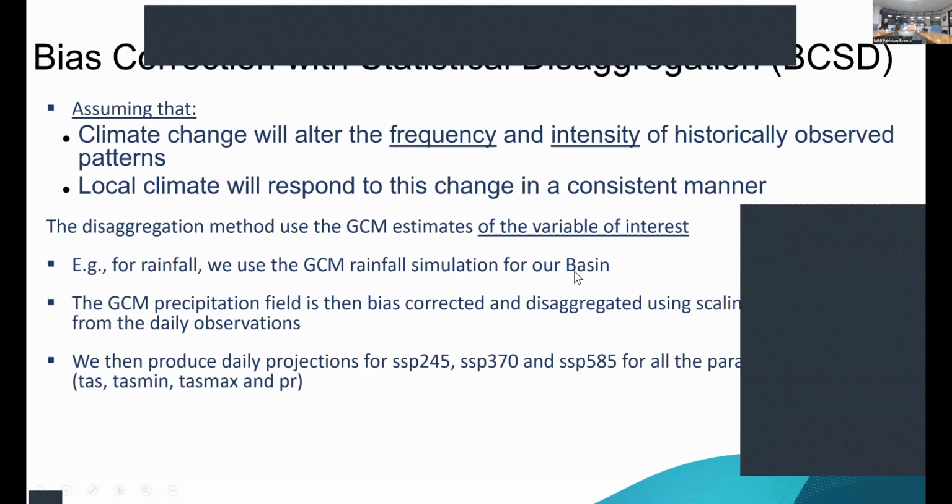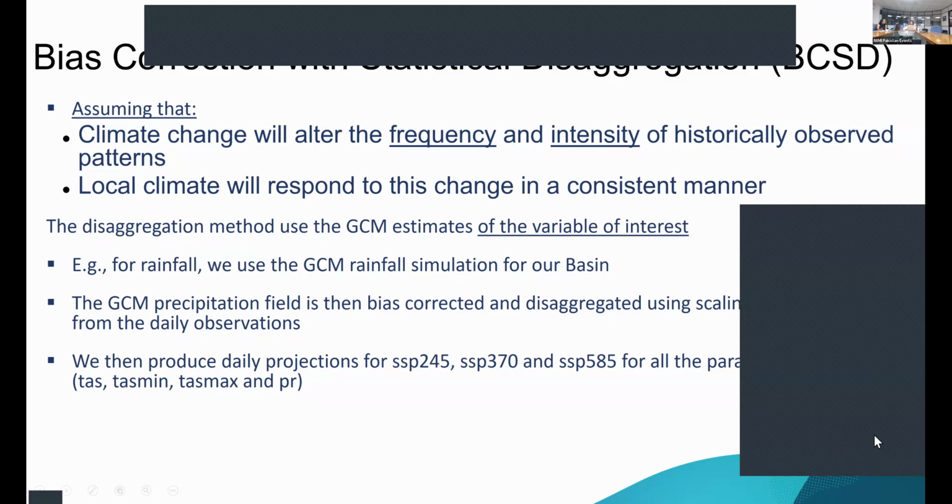Let's now discuss the core of our methodology, which is the bias-corrected statistical disaggregation, or BCSD technique. This method is designed to produce high-resolution daily climate projections by addressing the biases and downscaling them to match local conditions. So how do we do that?